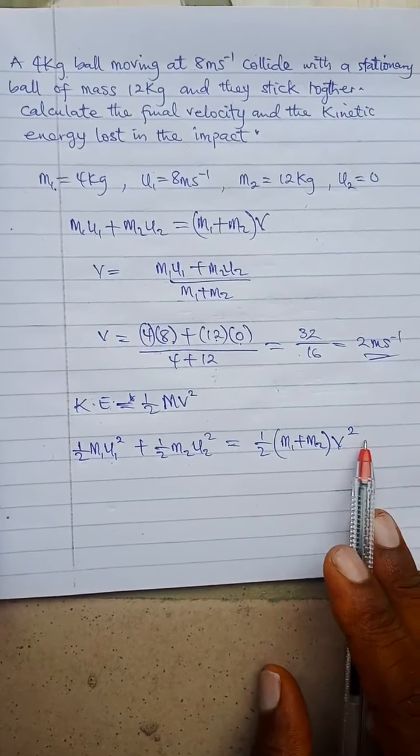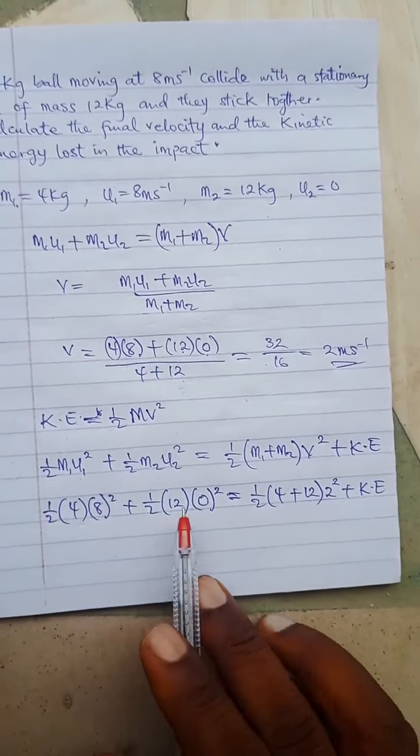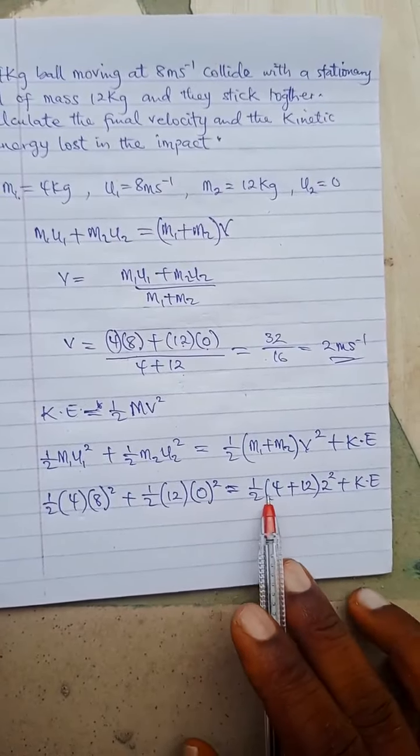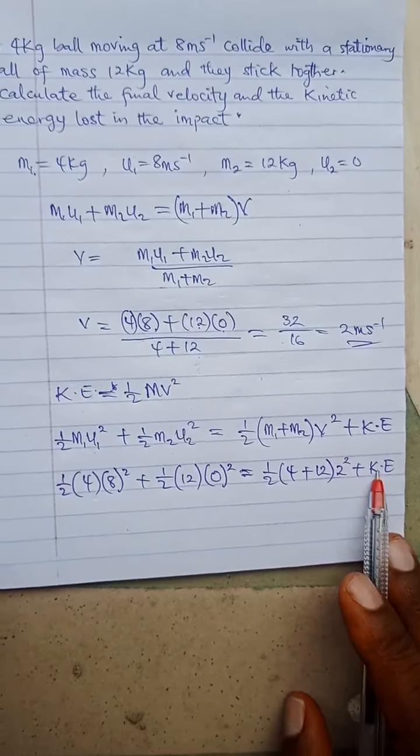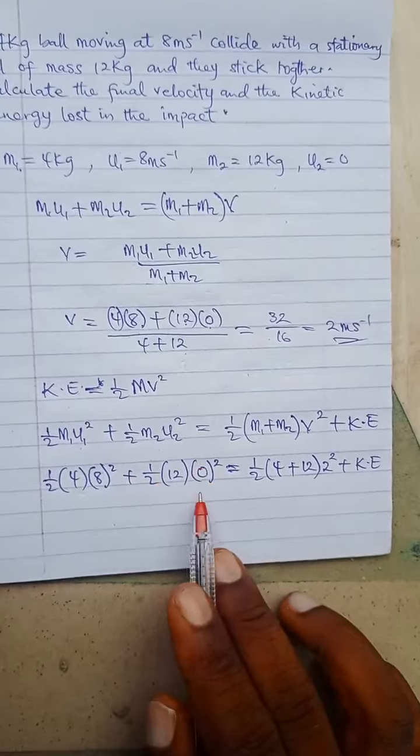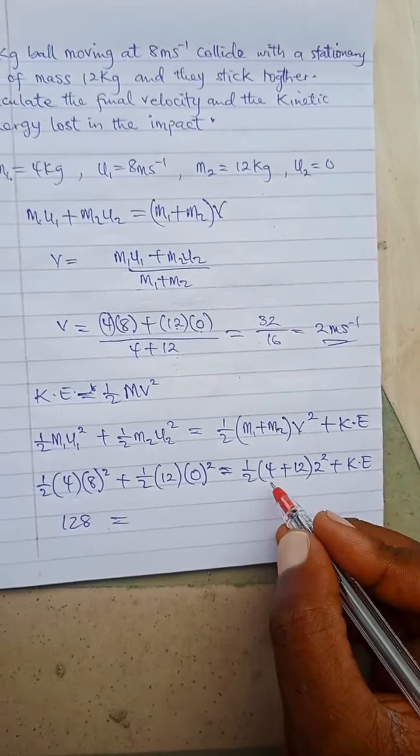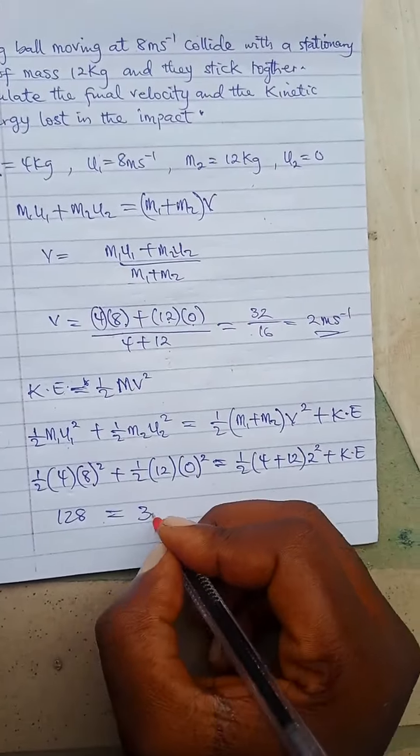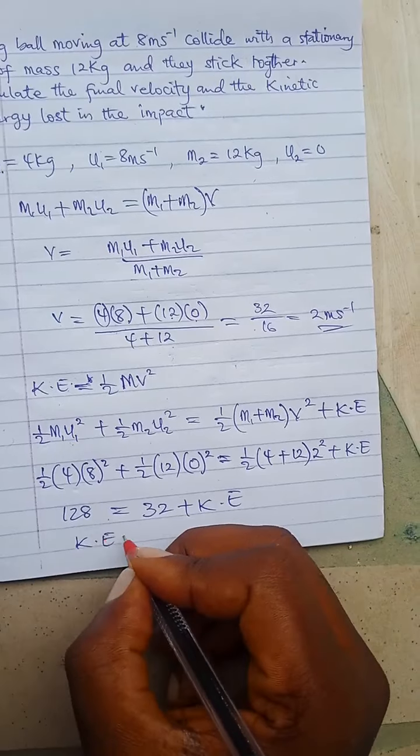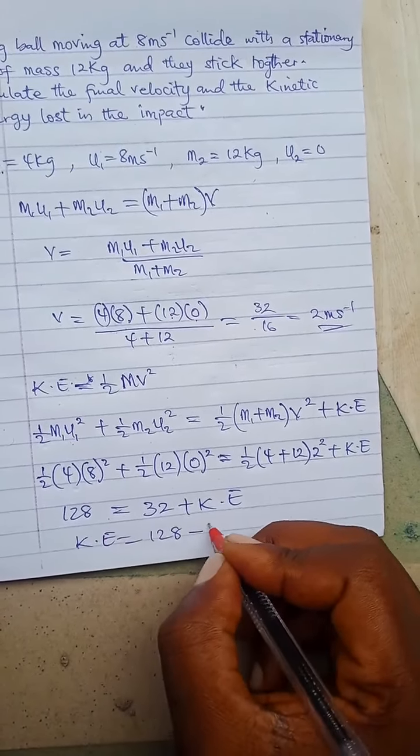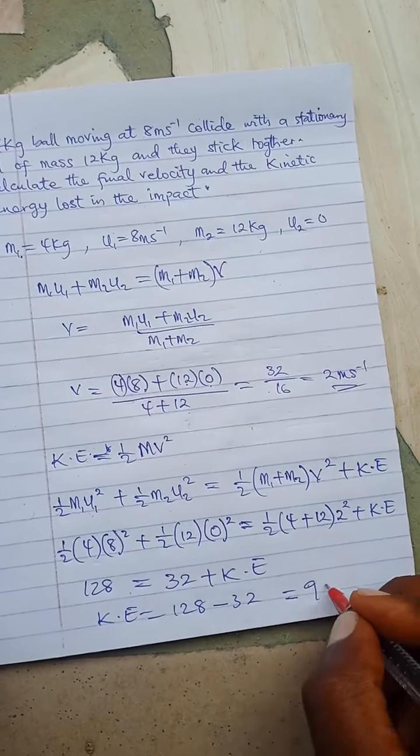We can now plug in the values. So plugging in the values, we have half 4 8 squared plus all of this will be 0 equal to half this v squared plus the kinetic energy that will be lost in the impact. All of this is already 0, and if we resolve all of this, we'll have 128 equal to 32 plus kinetic energy. If we make kinetic energy subject of the formula, we will have 128 minus 32, and what we have is actually 96 joules.